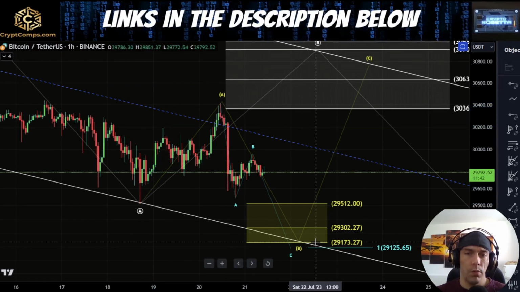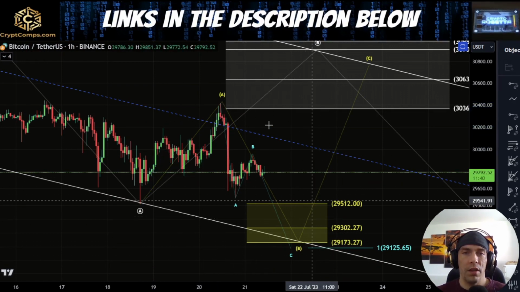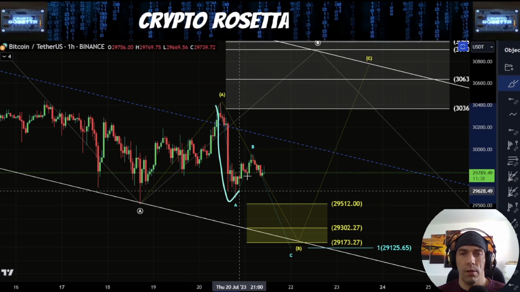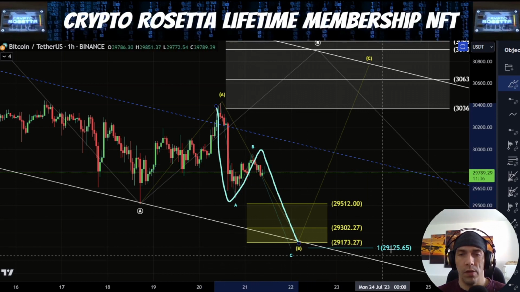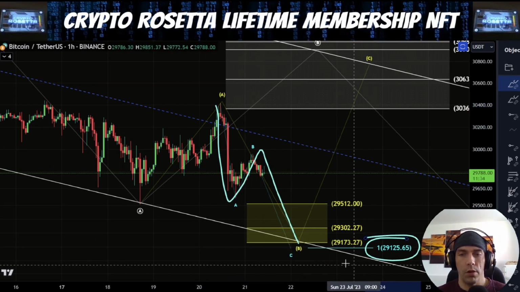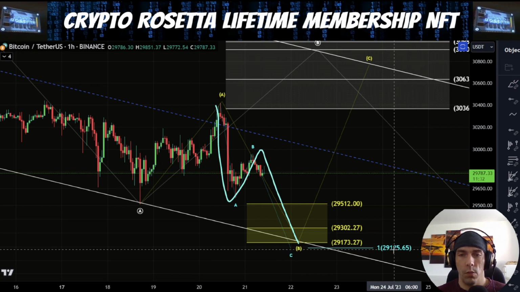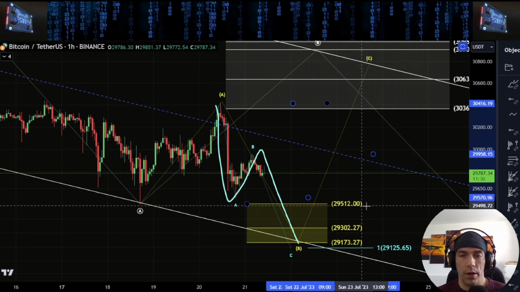Now, this way would be looking for this move to actually just complete as a 3-wave move. So if we just have this as A, B, and then we form another C wave to the downside here, 1-to-1 target being this 29,125 off of our current level here.